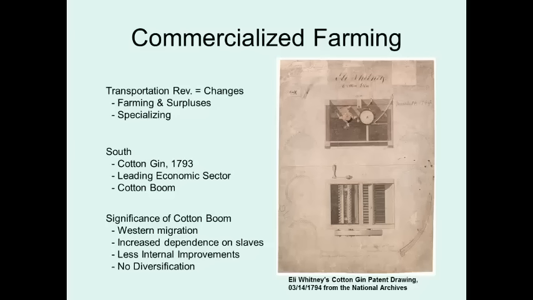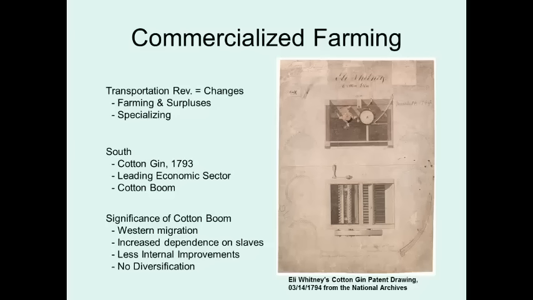A second reason the cotton boom is significant is because it is going to lead to increased dependence on slaves. Cotton is a high labor crop. It requires a lot of TLC. And people can use slaves profitably to grow cotton even on bad land. And so after 1808, the international slave trade is closed. And internal slaves are going to become even more valuable, and planters, because they need these slaves to grow their cotton, are going to cling to them ever more tightly.